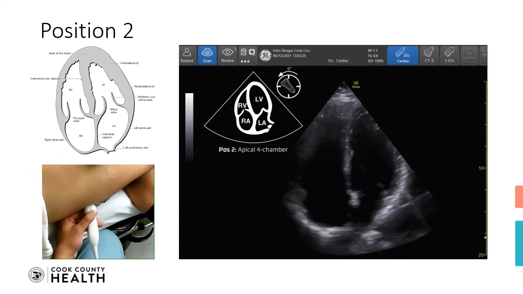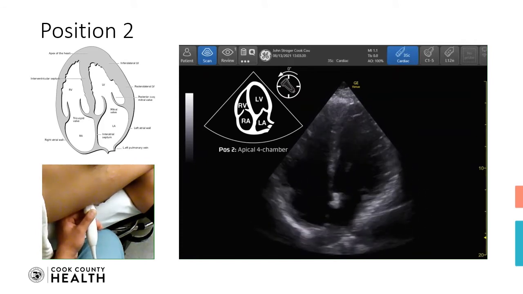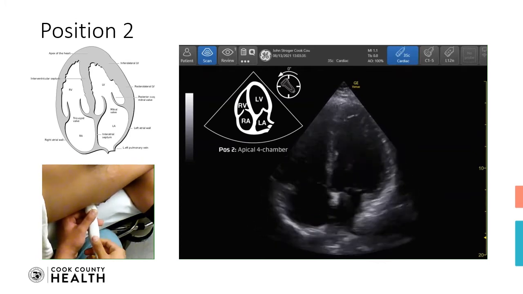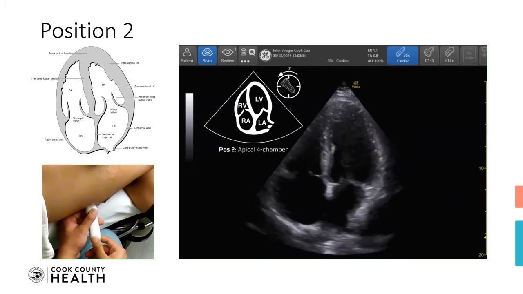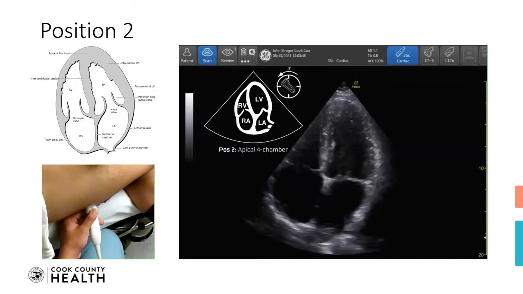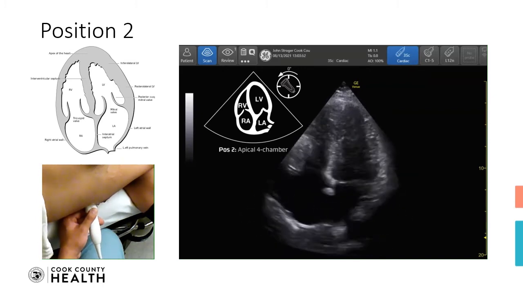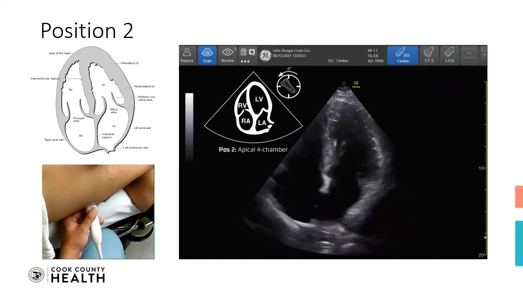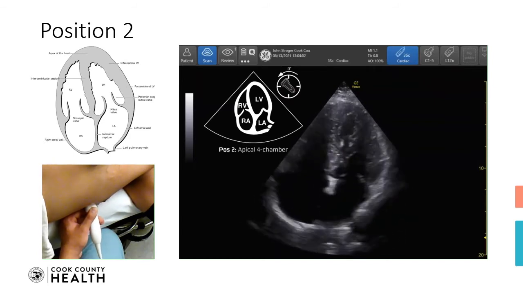Then you move the probe towards the left side laterally to get the apex of the heart right under the probe, as we see here. And as you can see, we are looking at the left ventricular thickening, and the base of the mitral annulus moving up and down, indicating good LV function right here, and it is thickening well. And you see the mitral valve opening and closing.